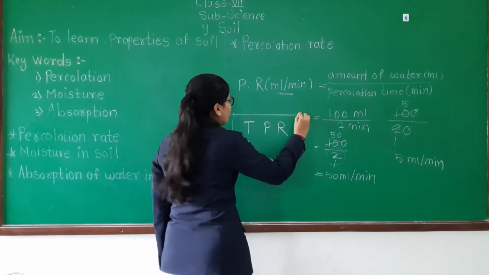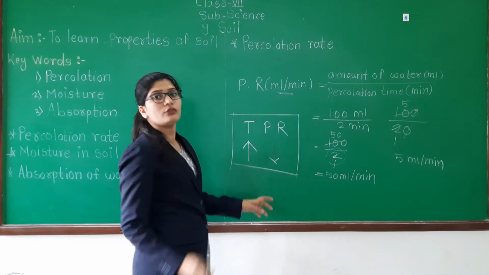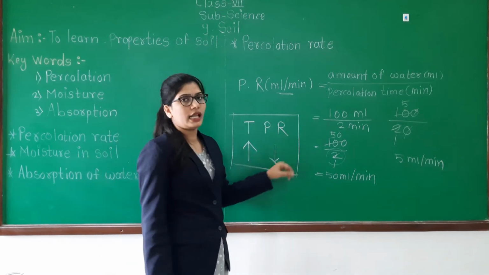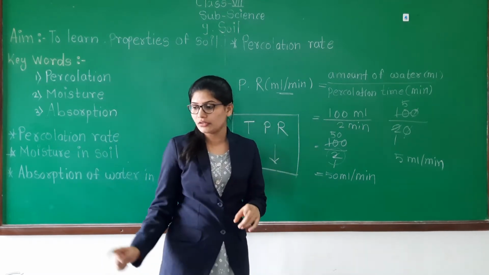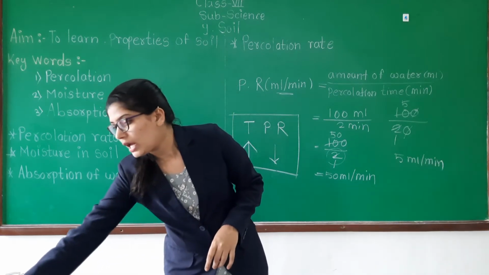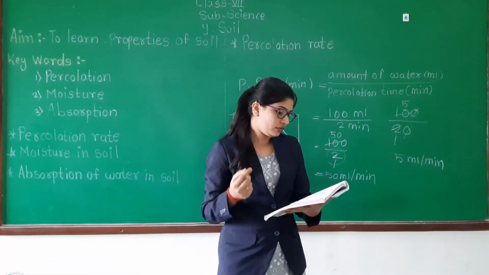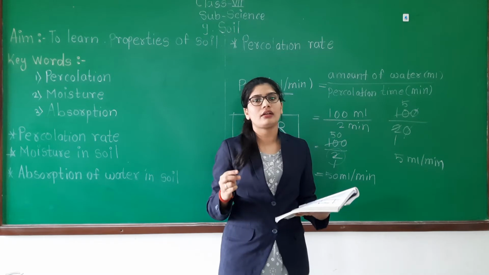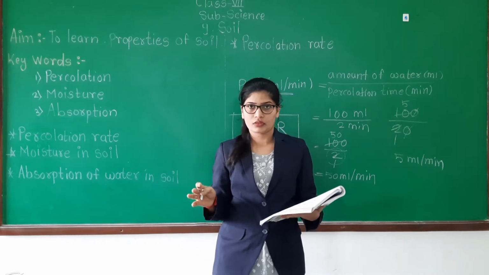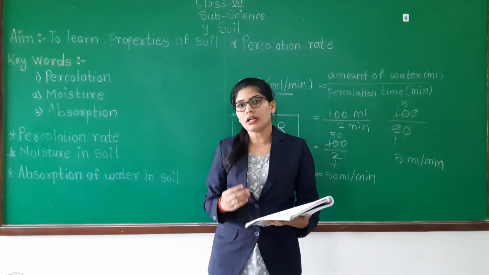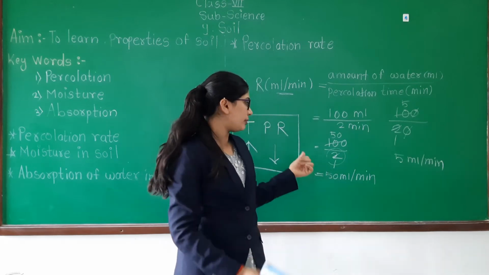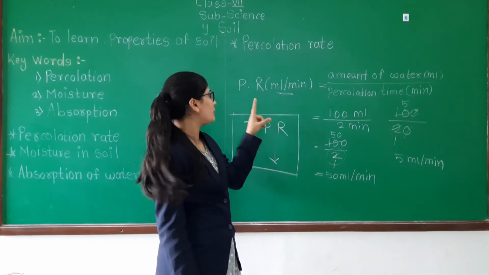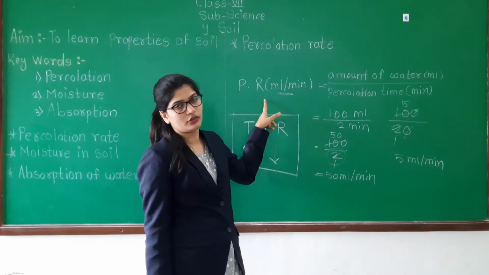Write this down in your notebook in a full sentence. Don't write it like this. And one sum is given in your textbook, that is 200 ml upon 20 minutes, that is 10 ml per minute. Sums like that will come in your exam. So you have to prepare for this and remember the formula of percolation rate.